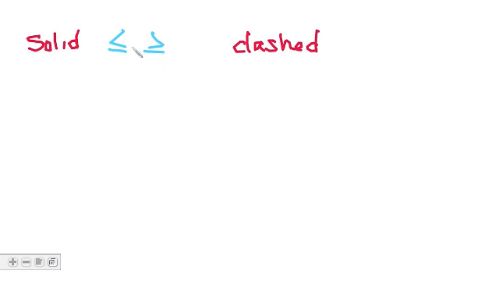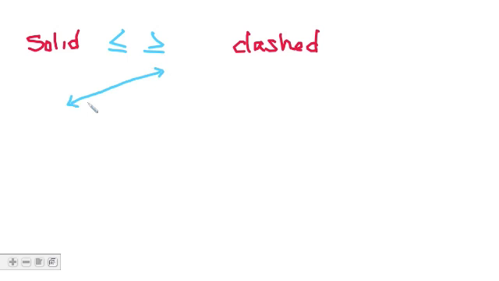Now, when you are shading, you have 2 different types of graphs. You have a graph that has a solid line, and you have a graph that will have a dashed line. All right, the difference between the two is whenever you have a less than or equal to or a greater than or equal to. Notice the line underneath making it equal to will give you a solid line. So when you're graphing, your line will be solid.